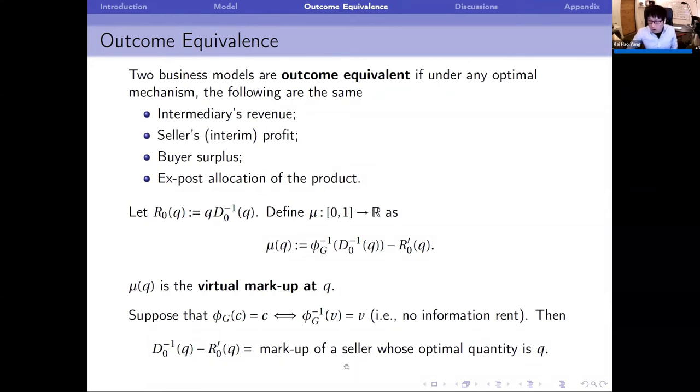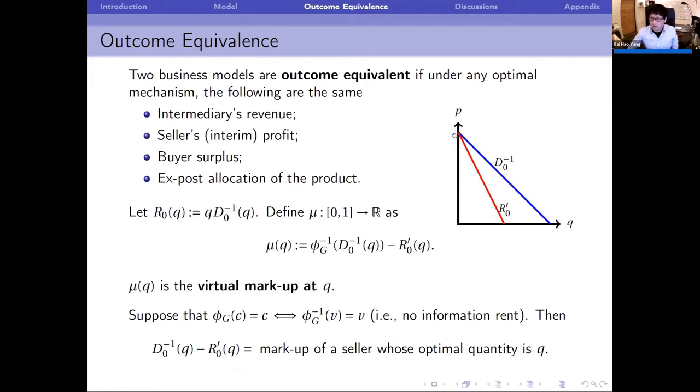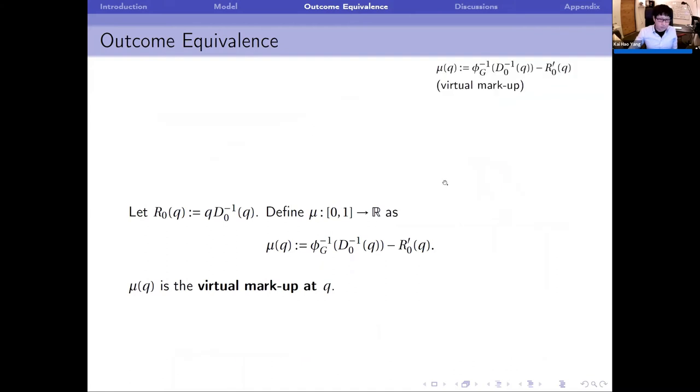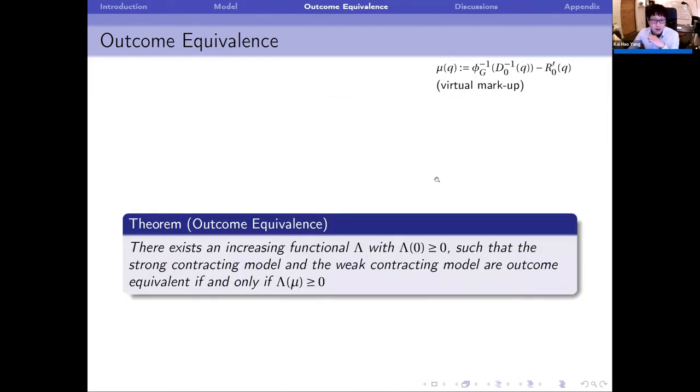And we know that this term is called the markup, because if you remember this picture, here's the inverse demand, here's the marginal revenue. And if Q is here, we often said that the length of this segment is the markup charged by the monopoly whose cost is such that Q is an optimal quantity. Now, adding back the information rent, we have to readjust what this demand looks like, and it's going to shift down. But in any case, the difference over here is going to be interpreted as the virtual markup, because now we're adjusting the location of the inverse demand via this virtual cost function. Okay, now let me keep this definition over here as a reminder and state my main result. The main result is that there exists an increasing functional lambda, with lambda zero greater than or equal to zero, such that the strong contracting model and the weak contracting model are outcome equivalent if and only if lambda of mu, where mu is the virtual markup, is greater than or equal to zero.